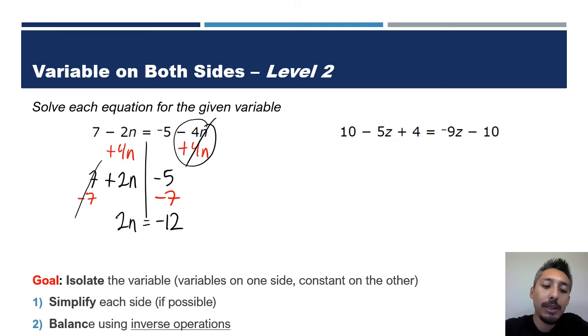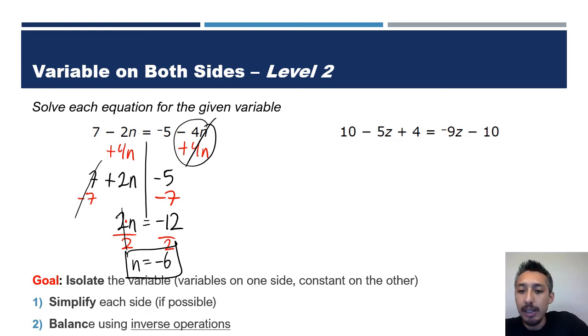And our final step, we know that this is 2 times n, so the inverse of multiplication is going to be division. We're going to divide both sides by 2. That leaves us with n is equal to negative 6. Now let's do the second example.